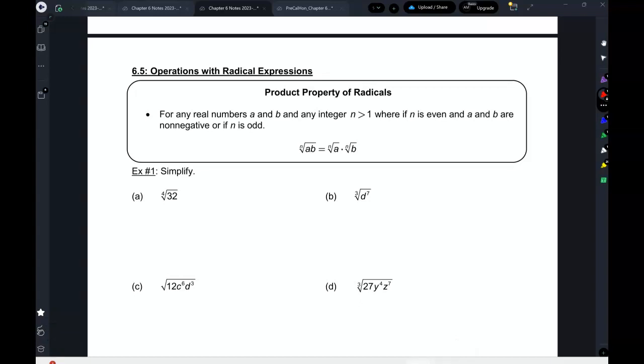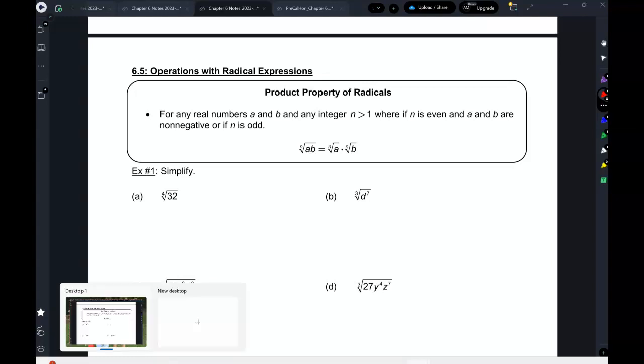Okay, let's move on to section 5. All right, so we're done with section 4. Let's move on to section 5. We learned all about nth roots in the last section. Today, we are going to talk about operations with radicals.